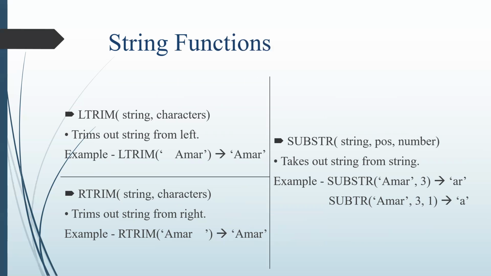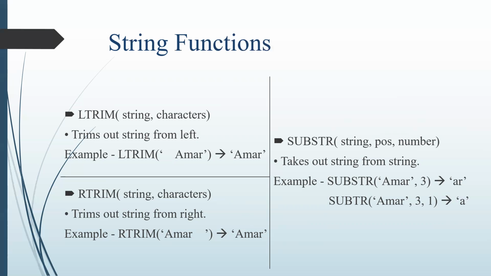rtrim. rtrim is the opposite of ltrim. It trims the spaces from the right of the string. So when you pass Amar followed by some spaces inside this rtrim function, it will remove the spaces from the right side of the string and return the string Amar.